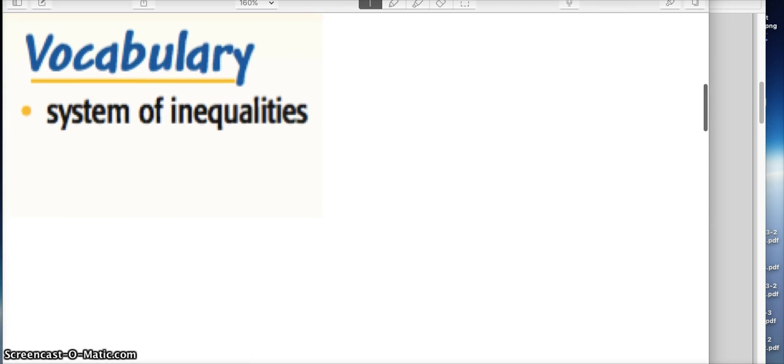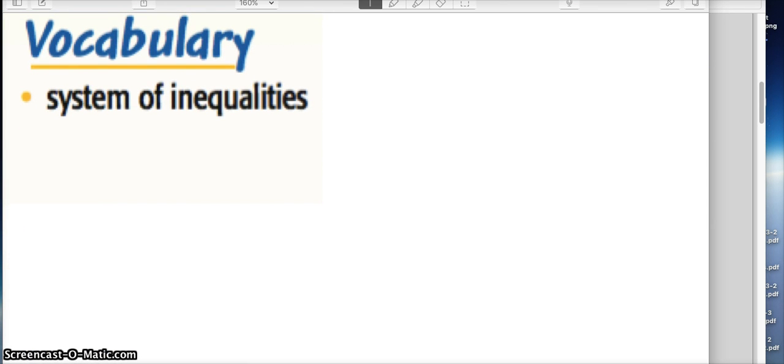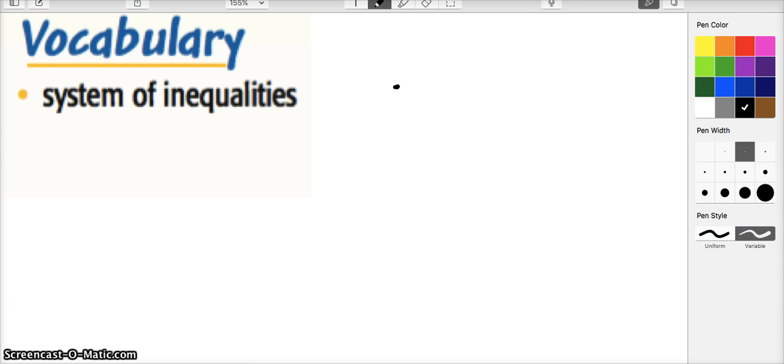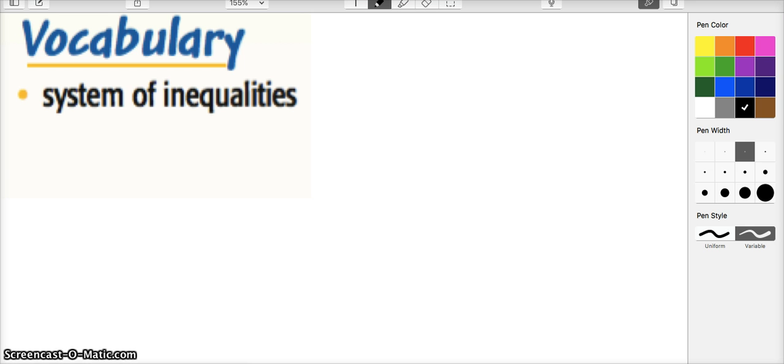Our vocabulary term today is systems of inequalities, and we know what systems are. Systems are when we have more than one equation working together. So a system of equations will be more than one equation, and a system of inequalities will be more than one inequality. Let me show you what I mean.